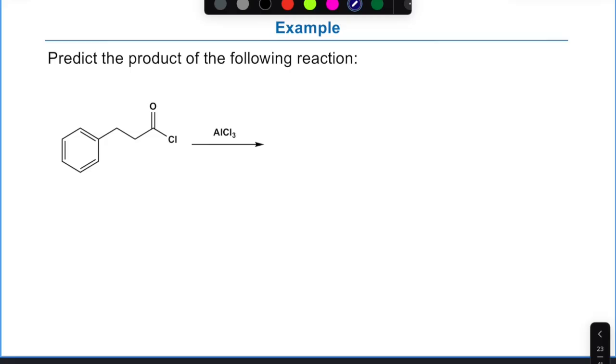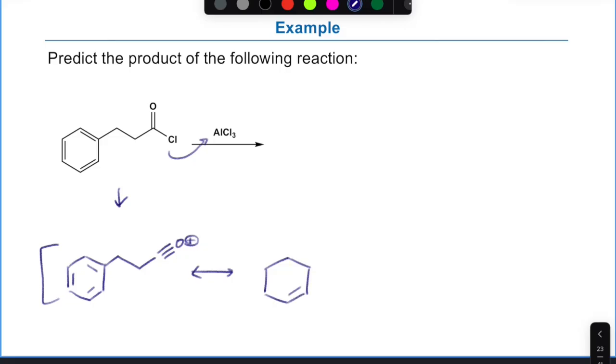All right, so the first step for this is we need to generate our electrophile. So we're going to do the following, which is add it to the aluminum trichloride, and then we're going to do the elimination to form this species, an intermediate species, which is in resonance with the other form. And then, does anyone want to predict where it's going to react?